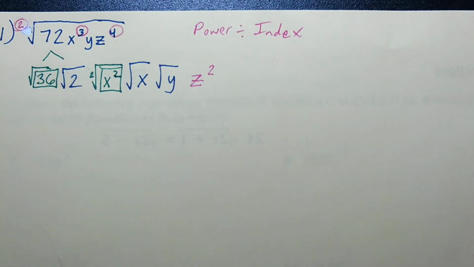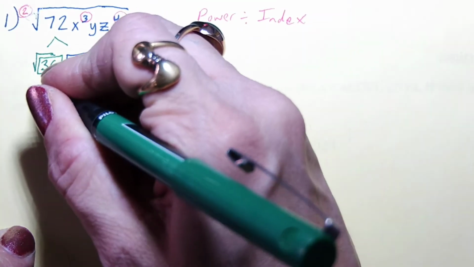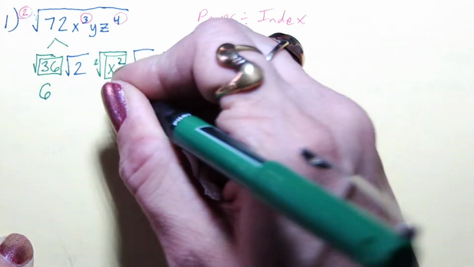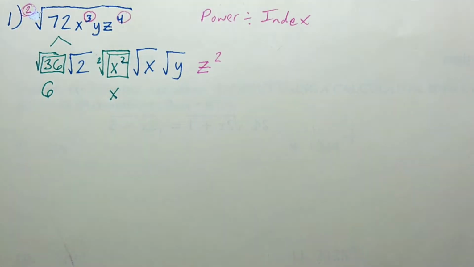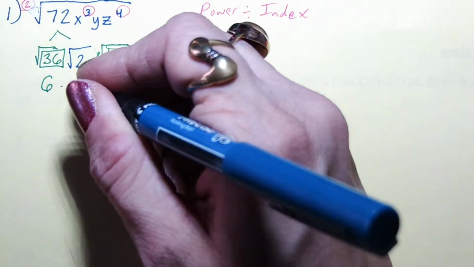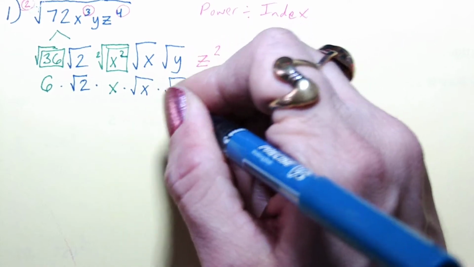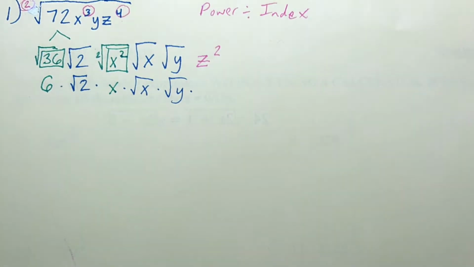Now from here, we just start simplifying. We break down the perfect square factors that we denoted. So the square root of 36 is 6, and the square root of x squared is x. Is there anything else I can simplify? Not really. So we bring down the rest of our radical stuff, and all of these terms are joined by multiplication.